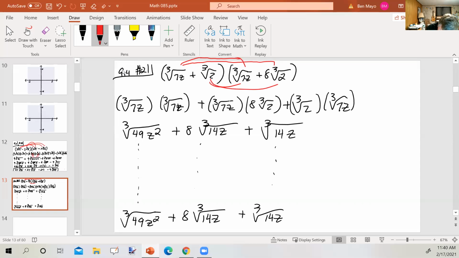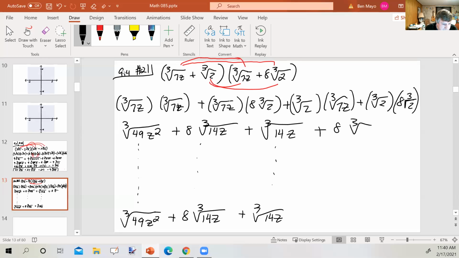And then we're going to take that one times that one, which is going to be plus the cube root of 2 times 8 cube roots of 2, which is going to be 8 cube roots of 2 times 2, or 4. Now, this is the answer that they have written as the correct answer, not the student that asked about it, but this is the answer that they've got. What's wrong with this? Why is this not correct?